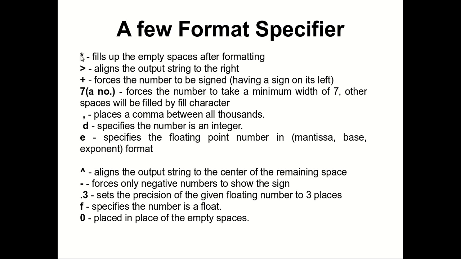So star: when you use the star, it fills up the empty spaces after formatting with star. Then the greater than sign aligns the output string to the right. Plus forces the number to be signed, so depending upon the sign of the number, plus or minus, that sign will appear. When you give a number like 7, it forces the number to take a minimum width of 7. Even if the number is smaller than 7, it will take minimum 7 spaces.